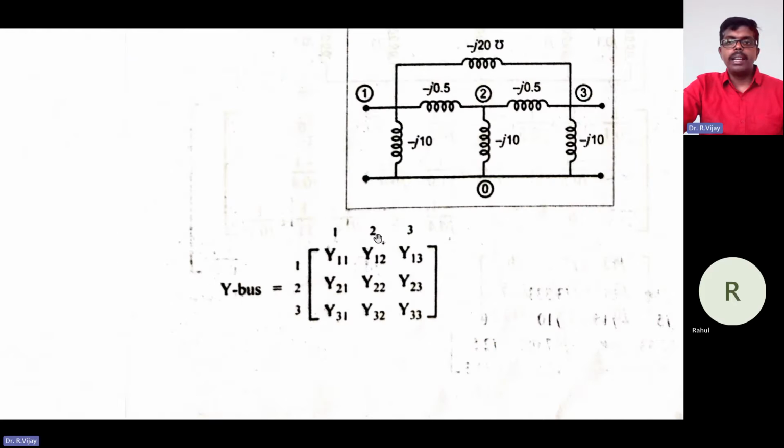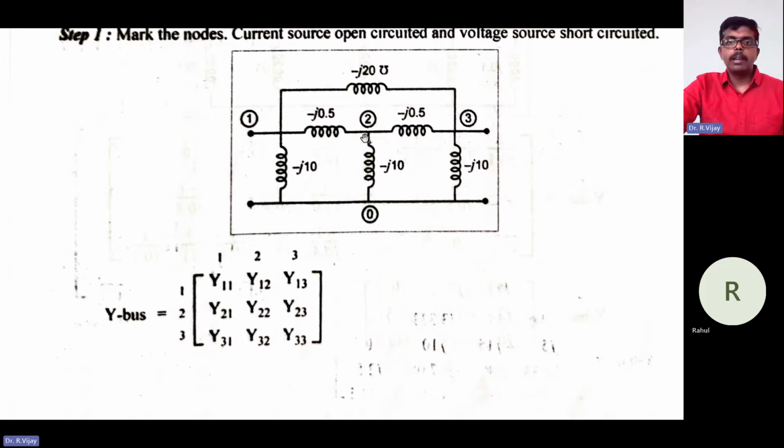Next step. What is Y12? Y12 is minus j into 0.5. This is the Y12. So it is minus of minus j into 0.5, because Y12 is minus of the admittance. So it is nothing but j into 0.5. What is Y13? Y13 is minus of minus j into 20. So that is nothing but j into 20.